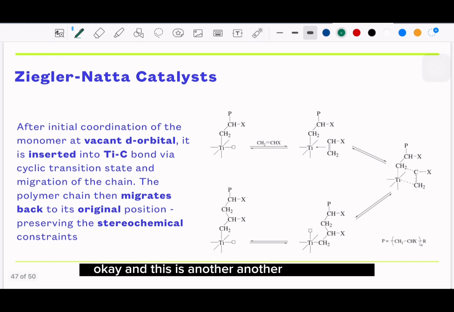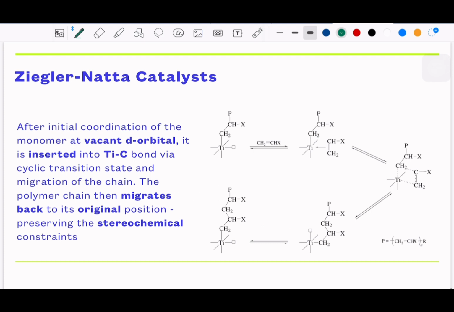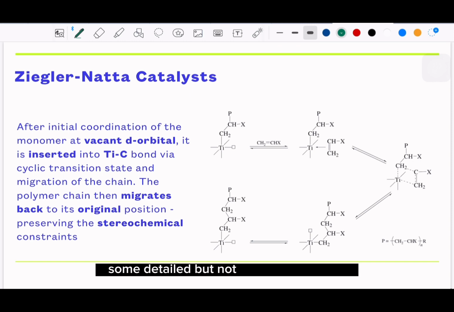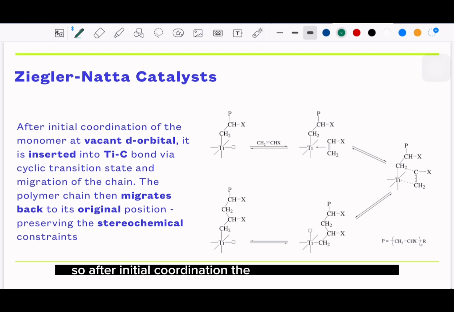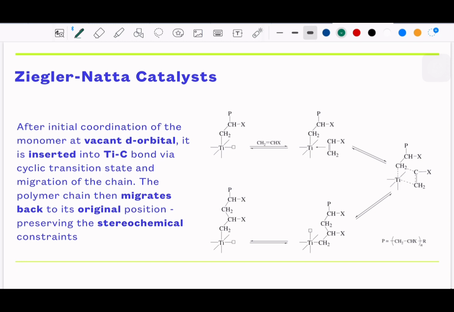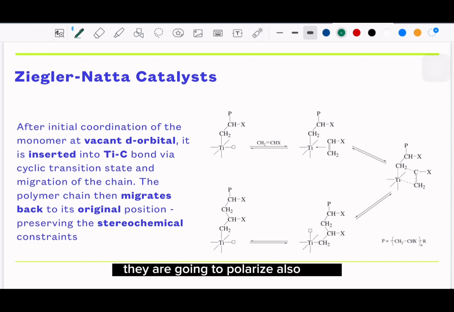And this is another explanation. This is just some detail, but not much detail. So after initial coordination of the monomer at the vacant d orbital, the vacant d orbital is here. This is vacant. So it is inserted into the titanium carbon bond, and it makes this double bond polymer. It broke this bond, and basically we have another orbital here, in which we are going to see they polymerize also here. They become polymerized within this site.